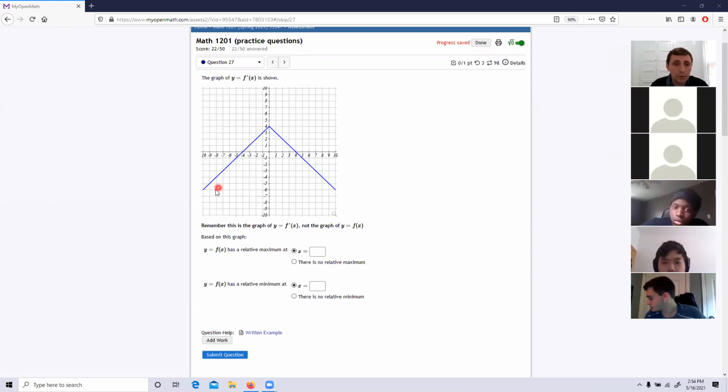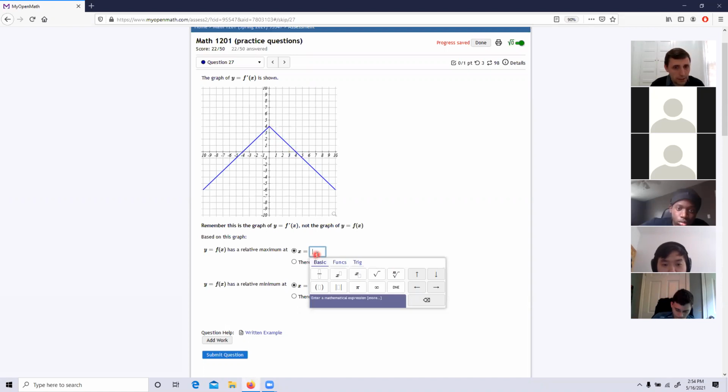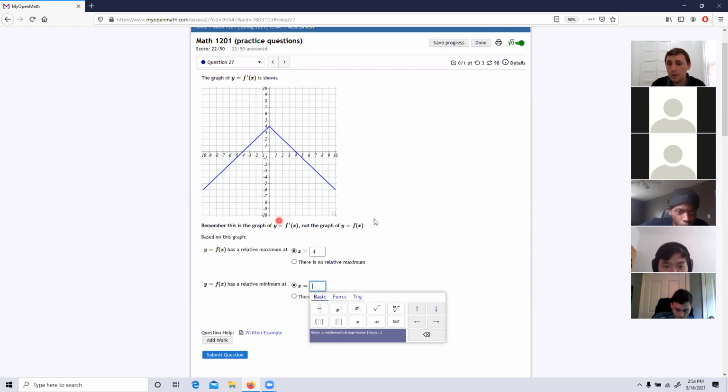So what do we figure out? So where do we have some change? Do you see at 4 positive above 4, negative after 4? So 4 is definitely a maximum. You see, this is the graph of the derivative. 4 is a maximum. Where is the minimum, please?